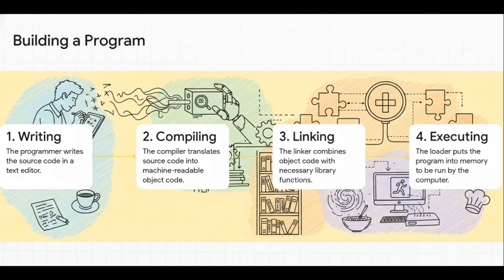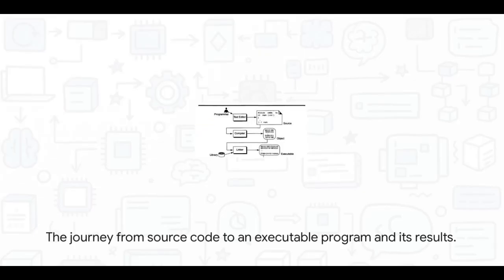It really is like writing a recipe. You write the steps, a translator prepares it for a robot chef, the chef gathers all its tools, and then it starts cooking. In this diagram here, it maps out that whole process perfectly. You see, we start with the programmer creating that source file. That file then gets fed into the compiler, which spits out machine-readable object code. But it's not a complete program yet. That's where the linker comes in. It grabs any functions it needs from libraries and stitches everything together into one single final executable file. And that's the thing your computer can actually run.